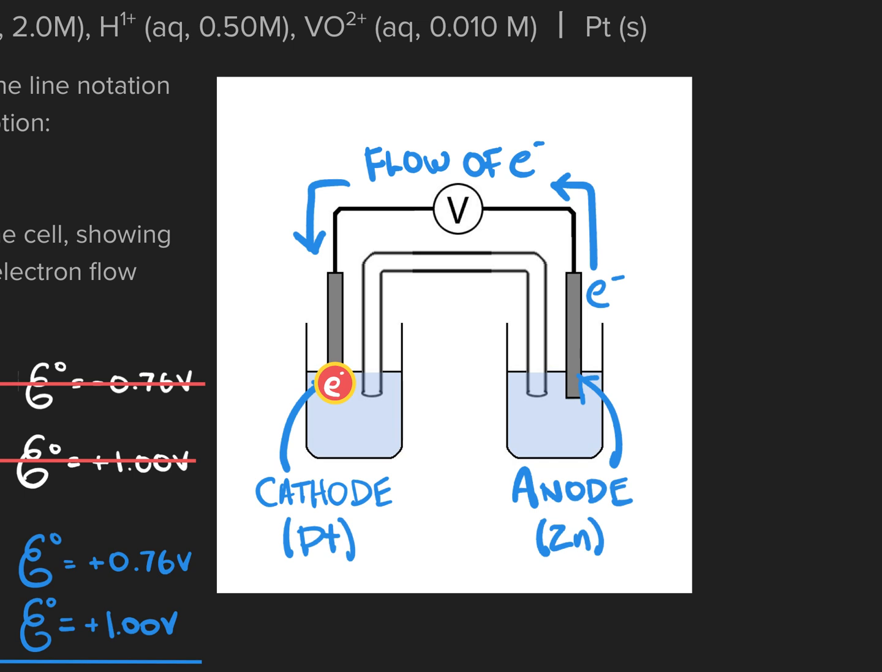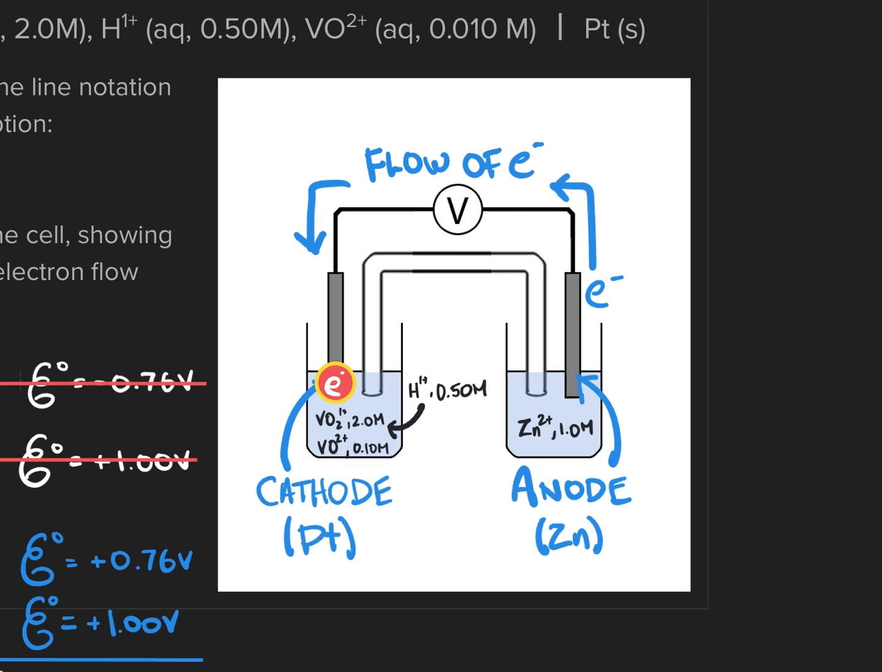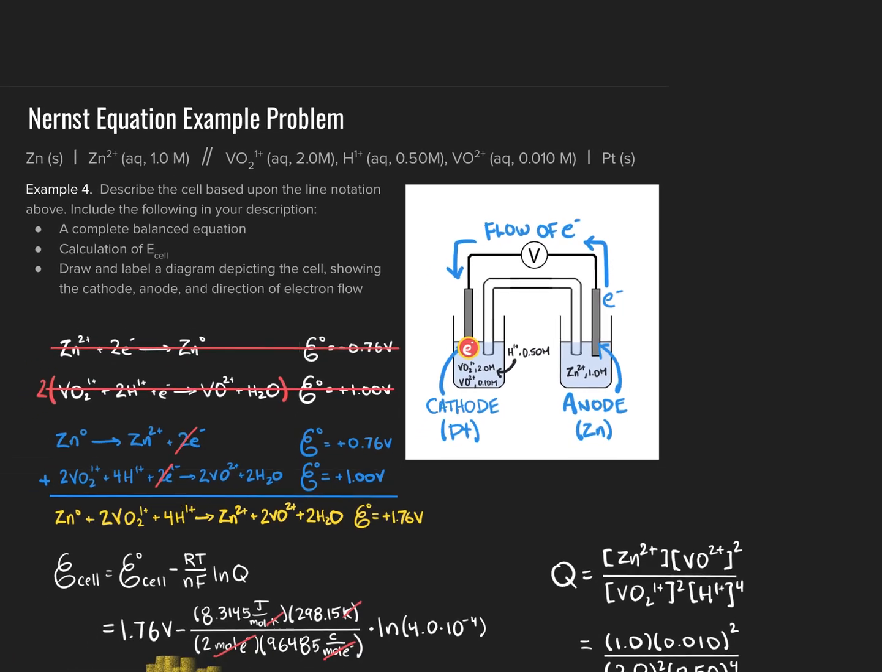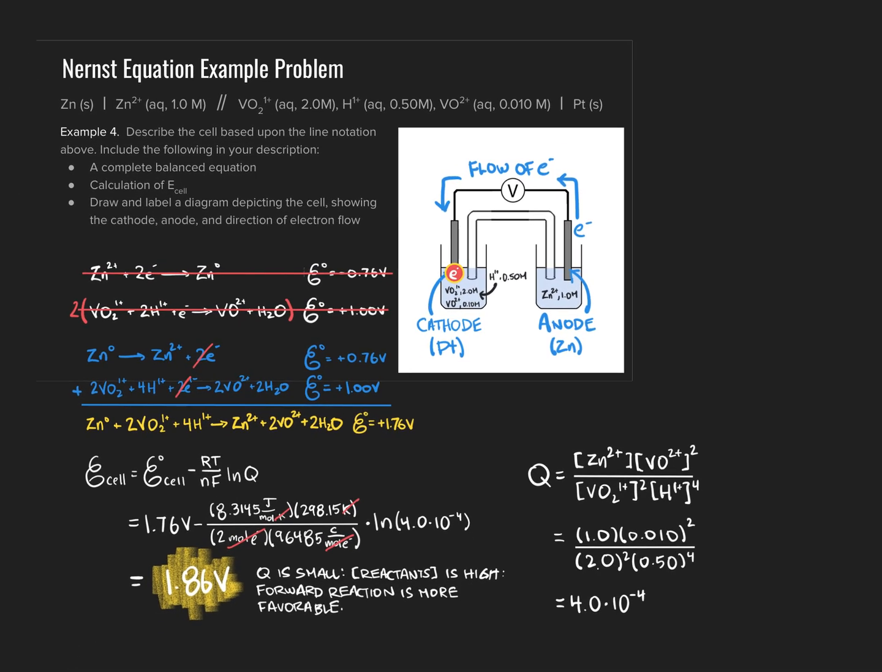And a tiny bit of finishing cleanup there, I can just go ahead and label the identities of the species present in both the cathode and the anode. On the cathode side, again, the place where our reduction occurs, those species are the VO2 positive ion at 2.0 molar, the hydrogen ion at 0.50 molar, and the VO2 positive ion at a concentration of 0.10 molar. And then present again in the anode beaker there is the zinc ion solution at a concentration of 1.0 molar. All right, so we've now completed thoroughly a large problem here relating to electrochemistry. Let's move on to our final two slides.